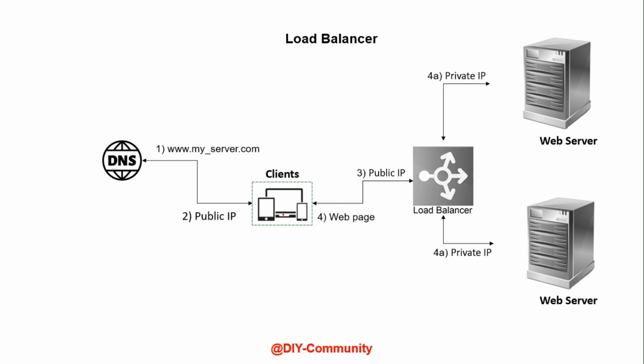So this client, similar to our previous workflow, will request a connection to myserver.com. DNS will resolve the IP address. DNS will contain the public IP address of the load balancer. And load balancer will coordinate with web server using their private IP address. So this kind of design prevents an external access of these web servers by clients directly using their private IP addresses.